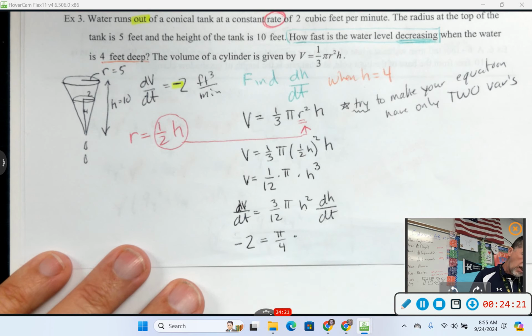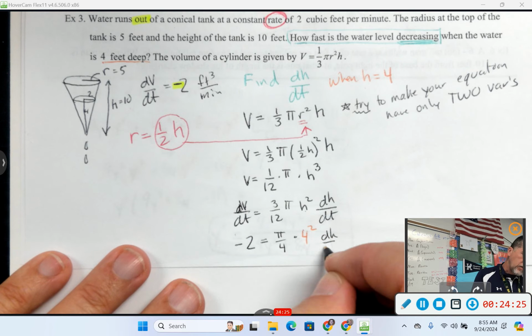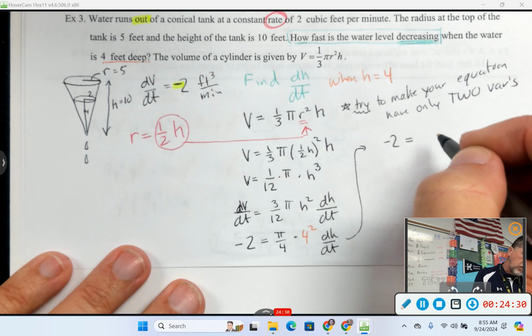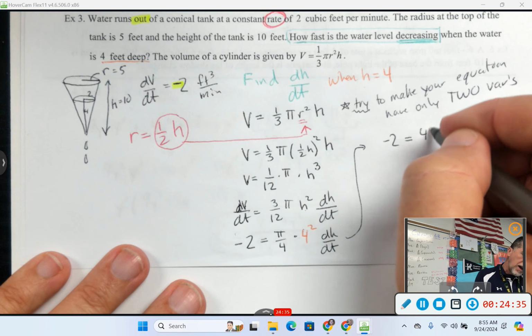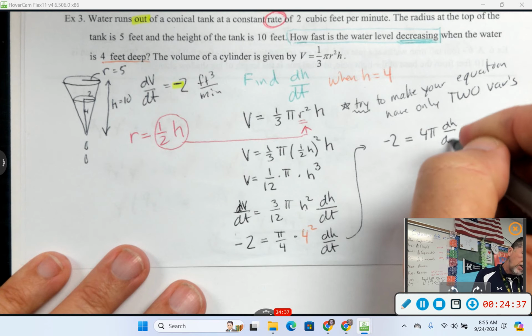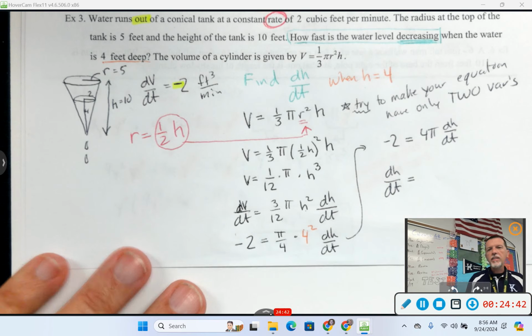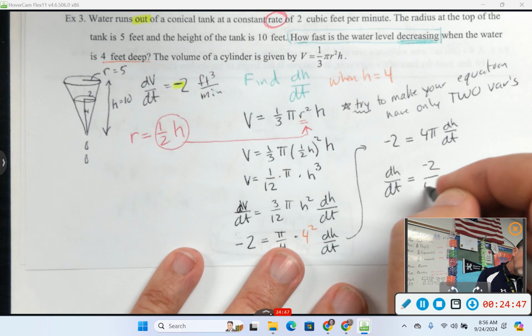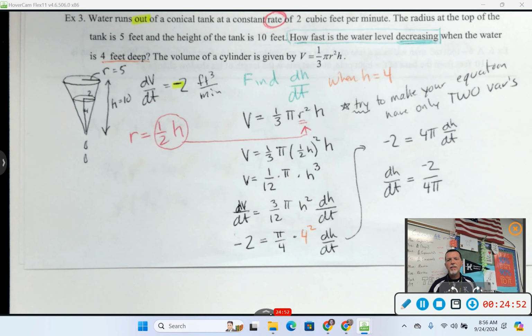H is 4. And then dH/dt is what we're looking for. Negative 2 equals the 4, one of them cancels, so 4 pi dH/dt. So dH/dt, divide both sides by 4 pi. Negative 2 over 4 pi. Say stop. I mean, yeah, it reduces, but why bother? And then it didn't ask for units.